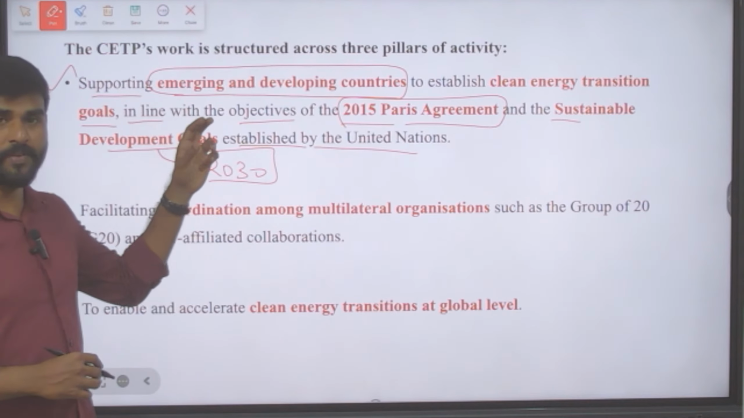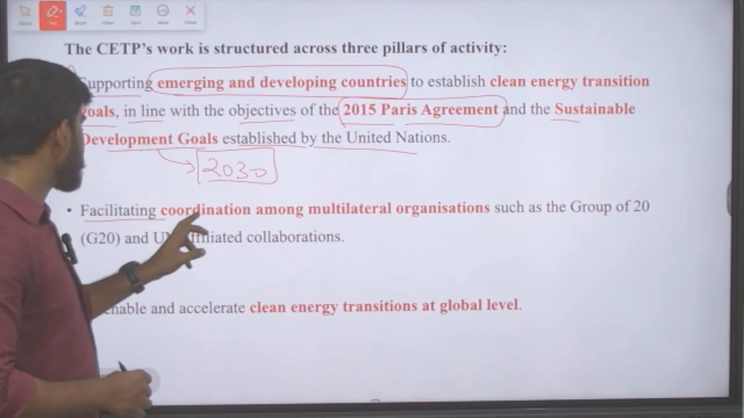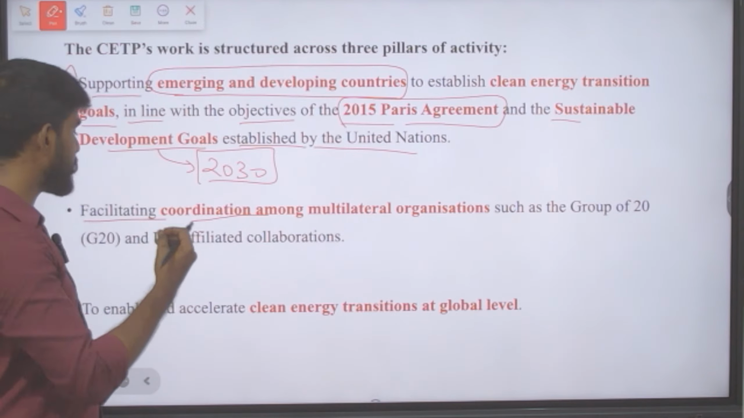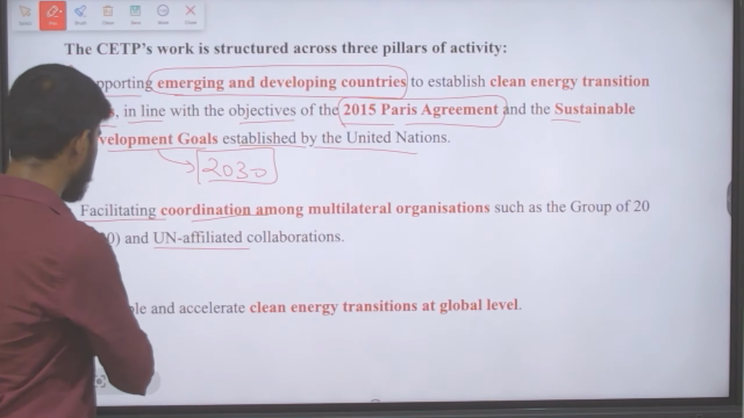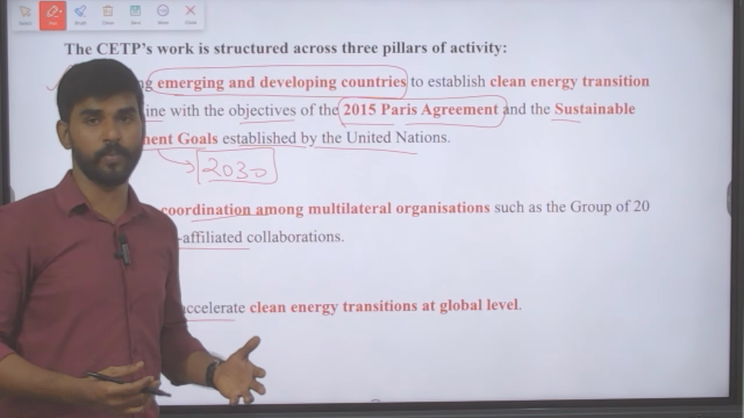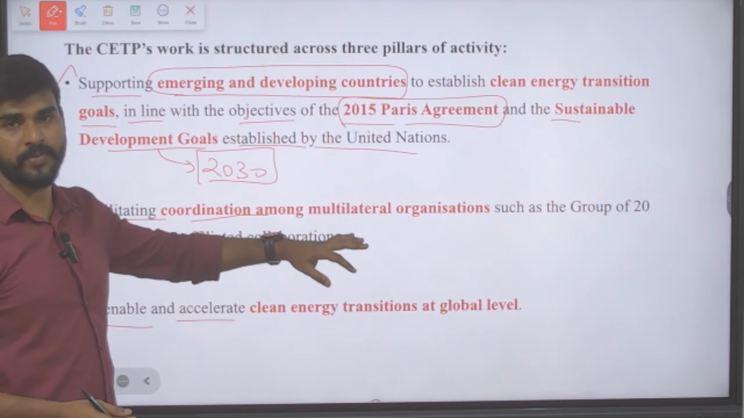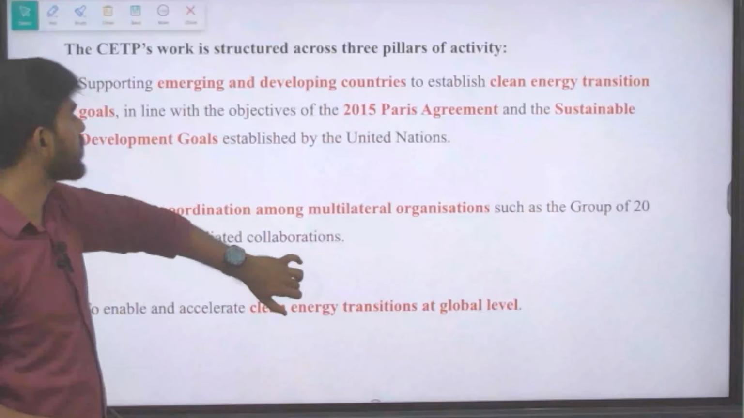Okay, so it is in line with Paris Agreement as well as Sustainable Development Goal, and it facilitates coordination among multilateral organizations such as G20 and UN affiliated collaborations. Moreover, it is also there to enable and accelerate clean energy transition at global level. So these are all the three pillars of activity under CETP, Clean Energy Transition Program.